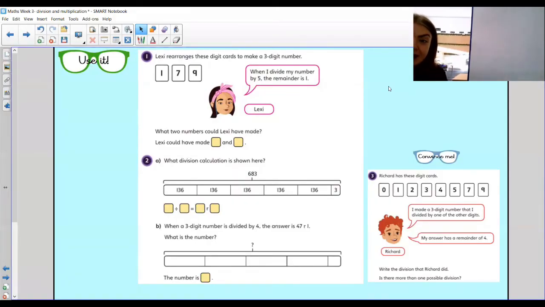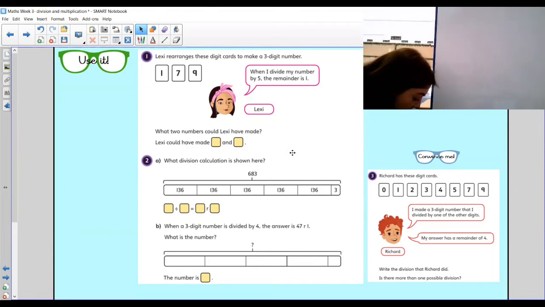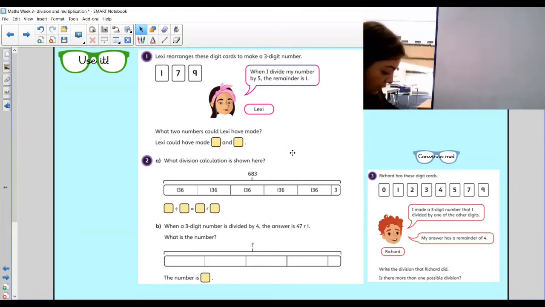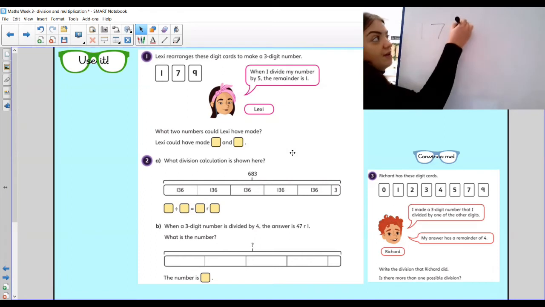Brilliant. So hopefully you've had a go at that now. Now, some of those really did hurt my brain when I was thinking about those. So I'm hoping that you have given it your best shot and you have used your perseverance skills to show that you have managed to get yourself an answer. Okay, so 1, a 7, and a 9.